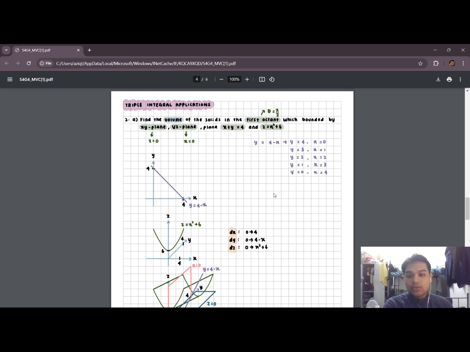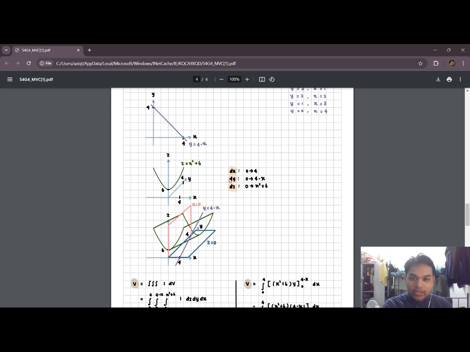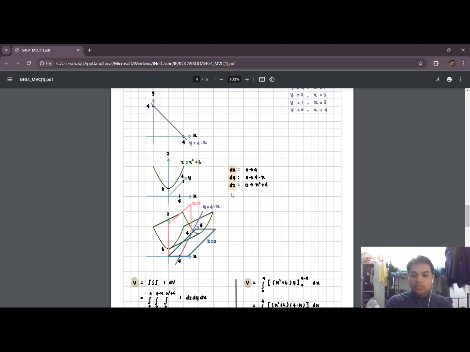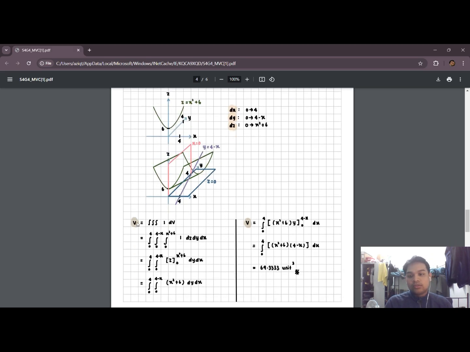So based on the manual calculation that we have done, we can find the dx, dy, dz to be 0 to 4, 0 to 4 minus x, and 0 to x squared plus 6. So from this interval, we need to compute it into the formula for volume, which is triple integral 1 dv. The dv can be substituted into dz, dy, and dx.